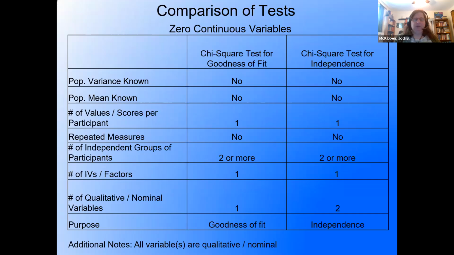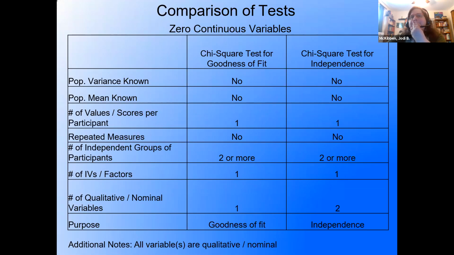Now, they're very similar. What's different between the two? Well, one nominal variable, two nominal variables. So the example we just looked at, one nominal variable, was chi-square test for goodness of fit. Did you win? Did you lose? Did you tie? Okay, chi-square test for goodness of fit.